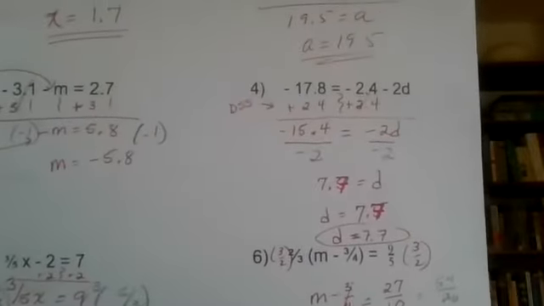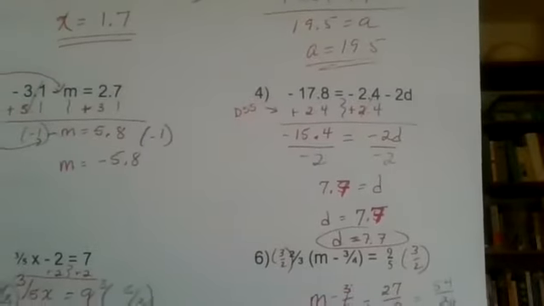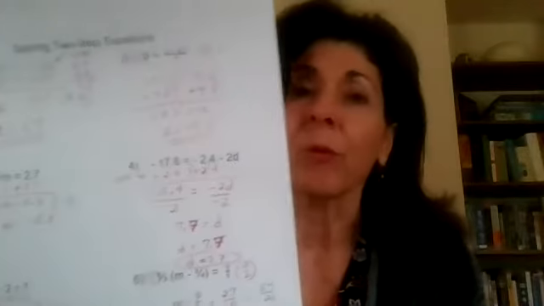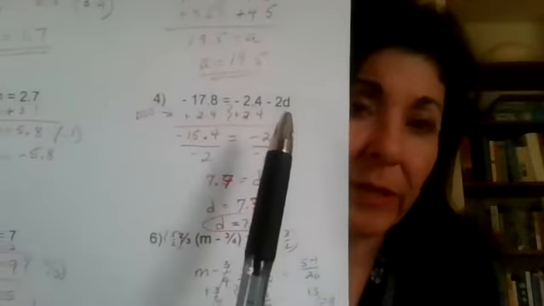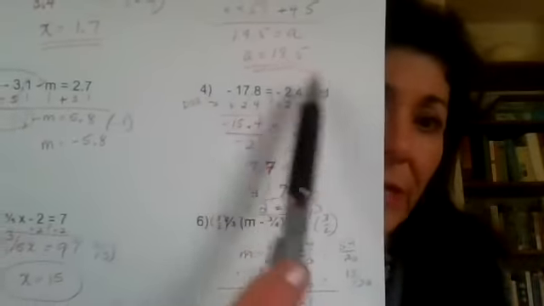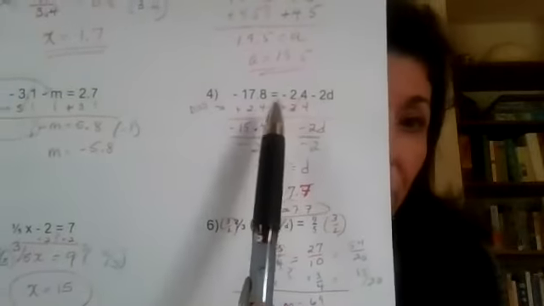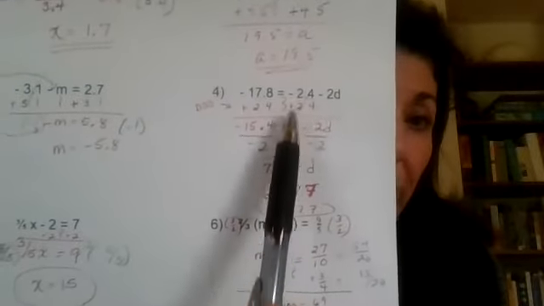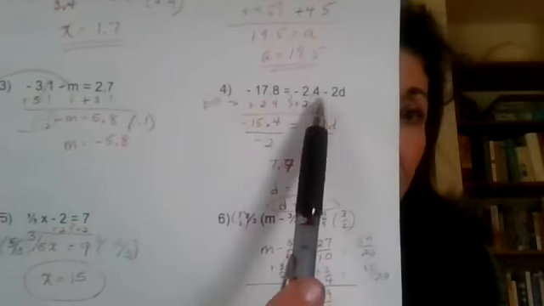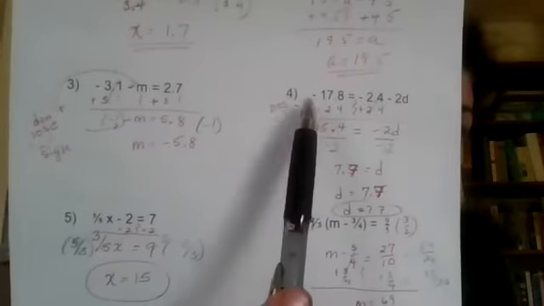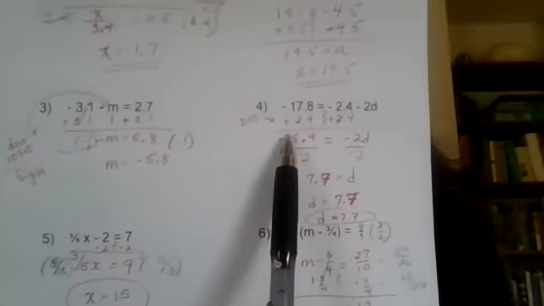Okay, question number 4. Negative 17.8 equals negative 2.4 minus 2d. Lot of negative signs here. Don't worry about them. Just remember, if you're trying to get rid of a negative term, you have to add to it. Okay, our variable is d right here. When we look to see what's on the side of the equation with it, we see negative 2.4. To get rid of that negative 2.4, it's this negative in front of it here, not the other negative. We're going to add 2.4 to both sides of this equation.